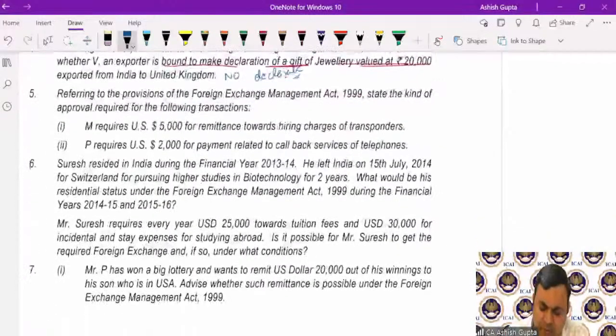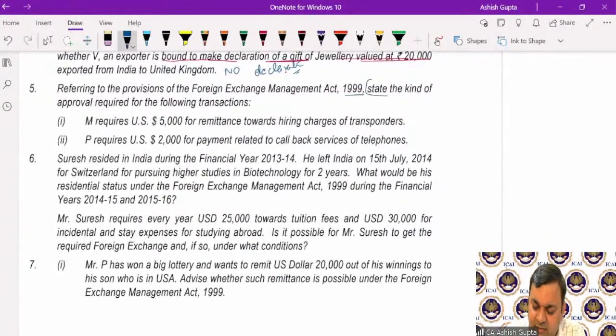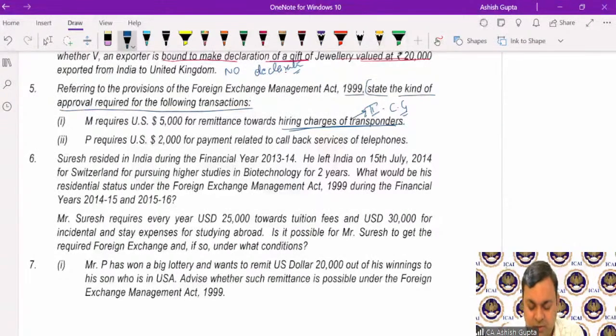Referring to the provision of the FEMA 1999, state the kind of approval required for the following transaction. M requires US dollar 5,000 for remittance towards hiring charges of transponders. Right? Again, that falls under schedule second. You need to take the approval of central government. P requires US dollar 2,000 for payment related to callback services. Prohibited transaction, schedule first, current account transaction. Question 6.